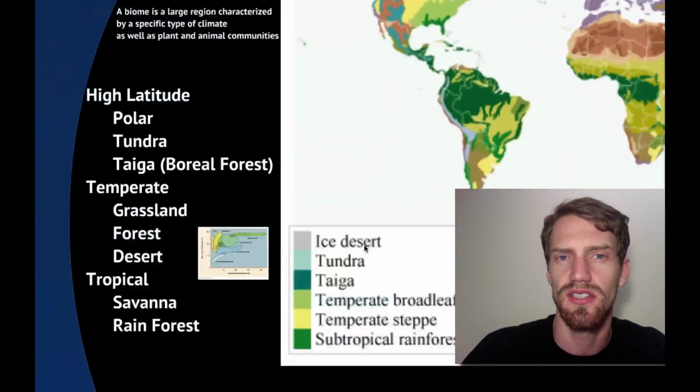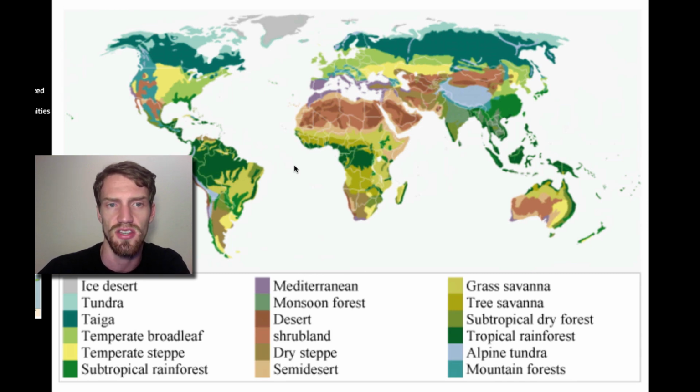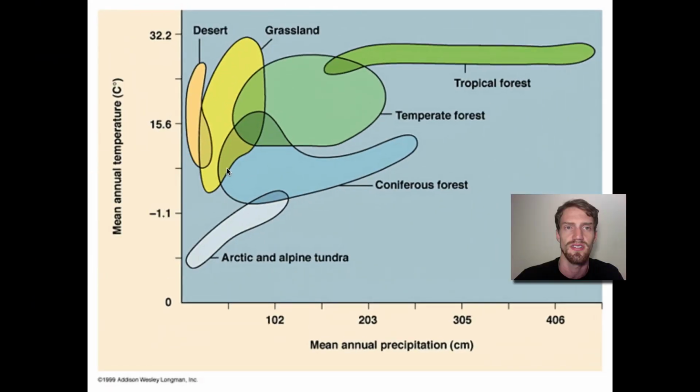I do want to include, there's a lot more types of biomes that I could cover. I like that about this diagram. There's a lot of detail that I could go into, but that would be a much longer lecture, and I don't really want to get into the specifics of every single type of biome, but I'm going to cover these major ones.